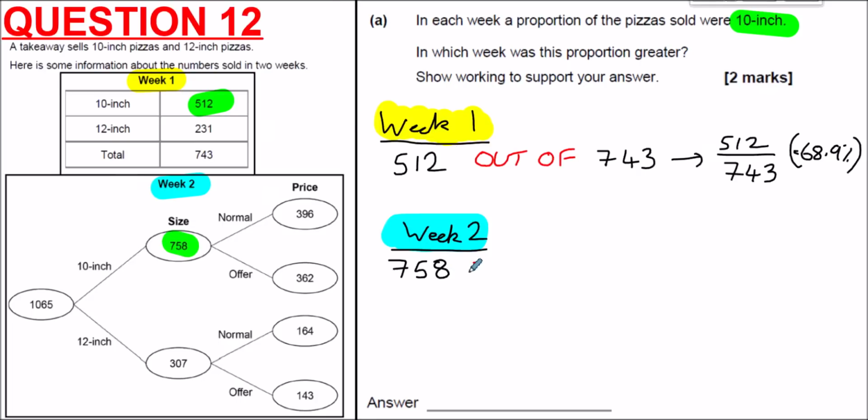Again, this time out of, I'm putting out of in red, so you can see where the numbers go in the fraction. 758 out of a total of 1,065. So as a fraction, whatever comes after the word of goes in the bottom. So the of or the out of part can be interpreted as the line dividing the top from the bottom.